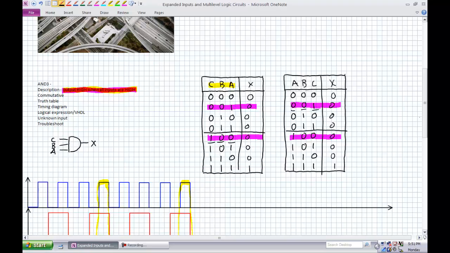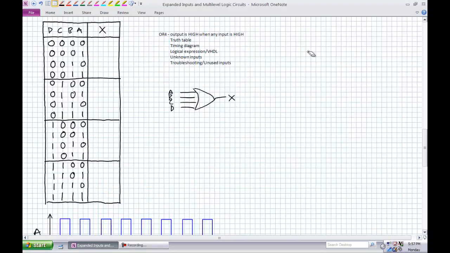Because what I'm going to do now is a four-input OR gate. So here's our four-input OR gate. Let's go ahead and do the exact same thing as we did with a three-input AND gate. What is the description of an OR gate? The output is high when any input is high. Where is the one and only time where any input is not high? Okay, it's right here. That's kind of the unique one. All the rest are just ones all the way down. So I'm using that same description we had before. We're just having multiple inputs now.